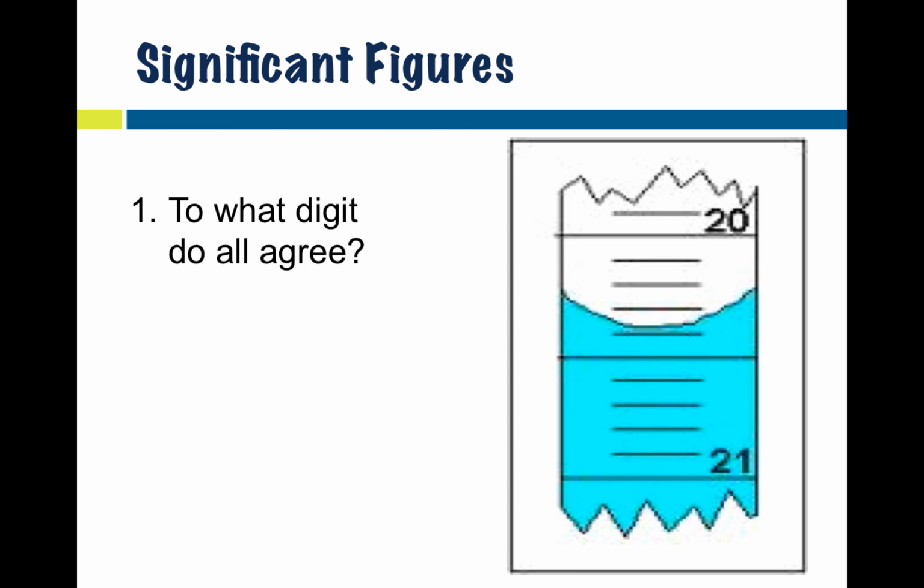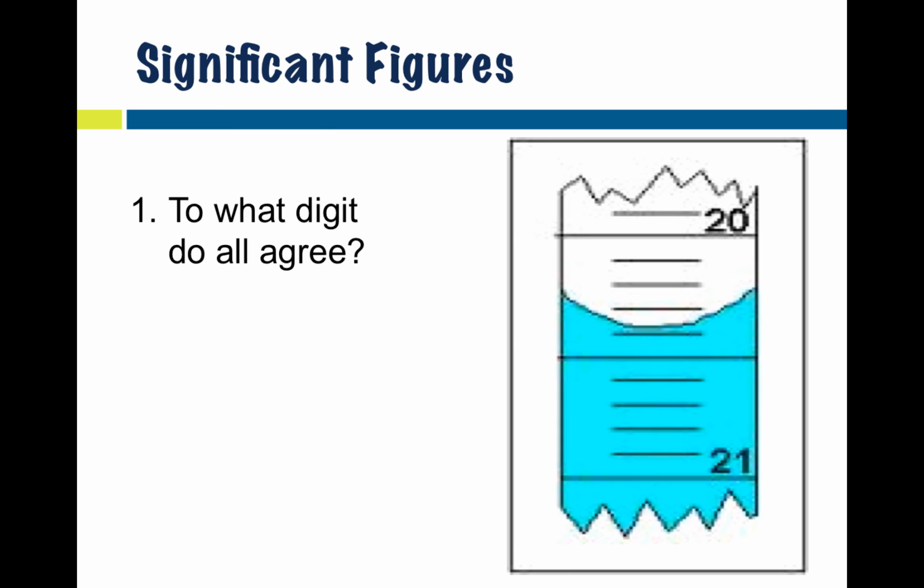First of all, we need to decide to what digit do all agree. Notice that the increments shown are tenths between the measurement 20 and 21 milliliters. So we can count from the 20 milliliters. So this is 20.0, 20.1, 20.2, 20.3, 20.4, 20.5. So I would say that it hasn't quite reached 20.4 yet. So there's a little bit of blue right there.